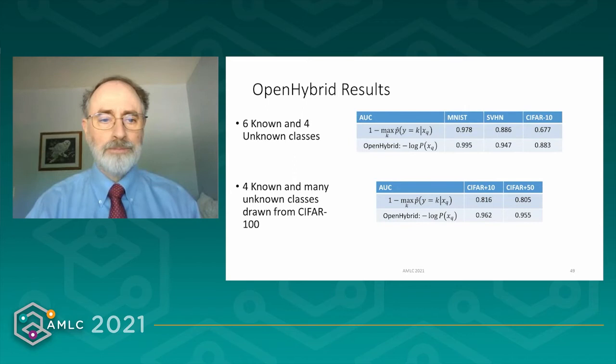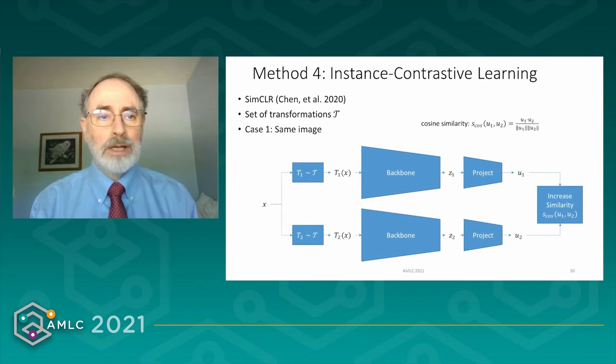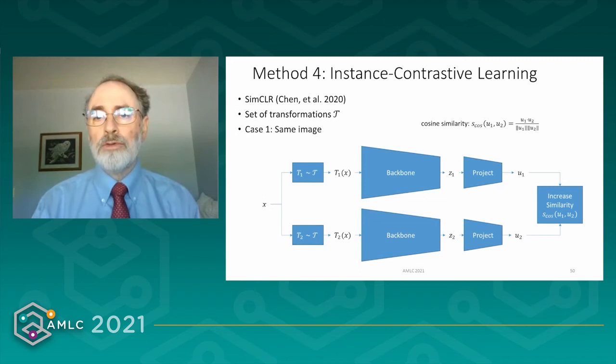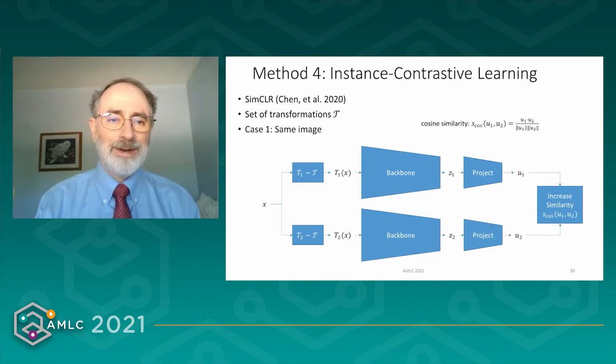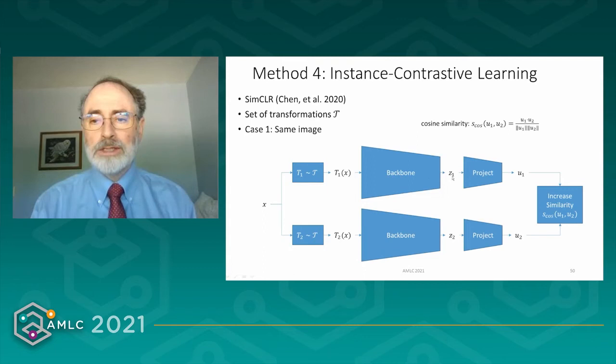Okay, and then the final method I want to talk about is instance contrastive learning of the type that was made popular by SimCLR. The idea here is that you are going to do unsupervised training of the learning of the representation. We start with a set of image transformations such as rotation, scalings, clippings, changes to the color map, adding salt and pepper noise, various kinds of transformations like that. And there are two cases. In case one, we input the same image and we send it through the backbone twice. Once after being transformed by transformation one, which is sampled at random from this set big T of transformations, and the second time with a different transformation. And they go through the backbone and we get the latent representations Z1 and Z2.